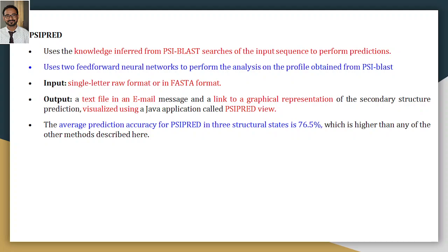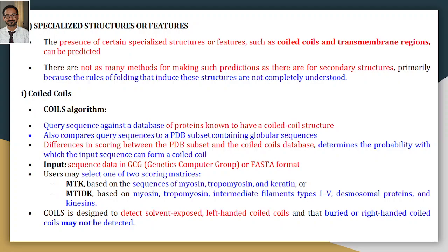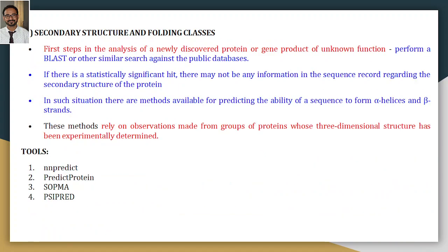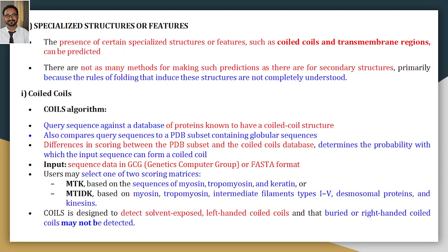Next, the average prediction accuracy of PSIPRED in 3 structural states is 76.5%. It is actually a very good average, which is higher than any of the other methods described here so far. That was about 4 methods on secondary structure and folding classes, which is important and can be asked for separately.